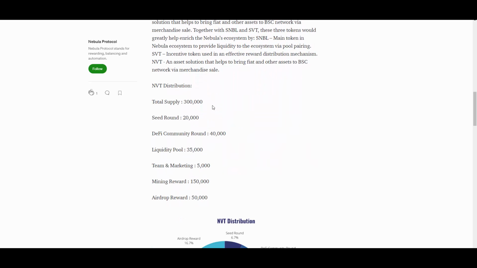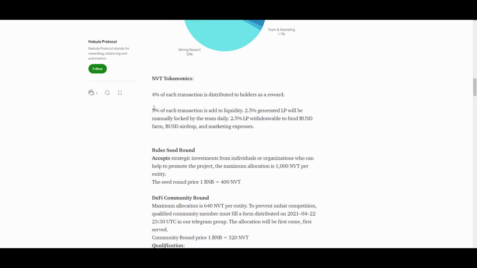As you can see, we have all the distribution here. Total supply will be, again, only 300,000. The listing price will be 1 BNB equaling 300 of those tokens. Seed round 20,000, DeFi community round 40,000, liquidity pool 35,000, team marketing 5,000, mining reward 150,000, and airdrop 50,000, so that's actually huge. They will also have cool tokenomics which allow you to have passive income: 4% of each transaction is distributed to holders as a reward, 5% of each transaction is added to liquidity, 2.5% of generated LP will be manually locked by the team daily, and 2.5% LP is withdrawable to fund the BUSD farm, BUSD airdrop, and marketing expenses.